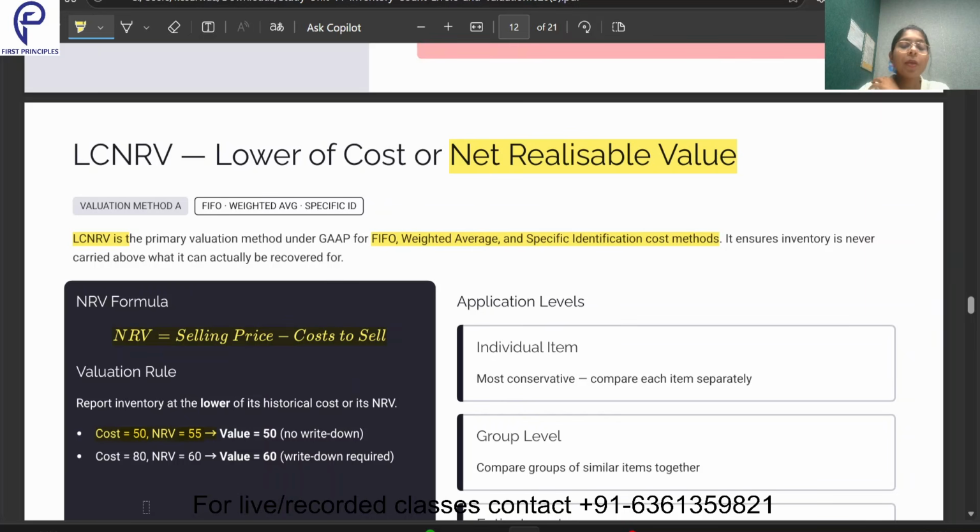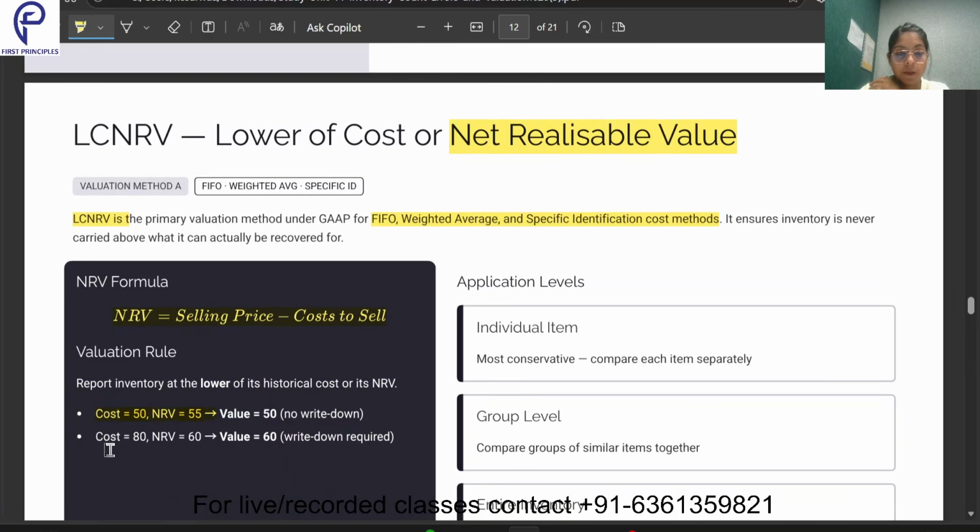So 50 will be the value of the inventory that will go on the balance sheet. Whereas if the cost of the inventory is 80 but the net realizable value after selling it off is 60, which is the lower of the two? 60 is the lower of the two, so that will become the value of my inventory.